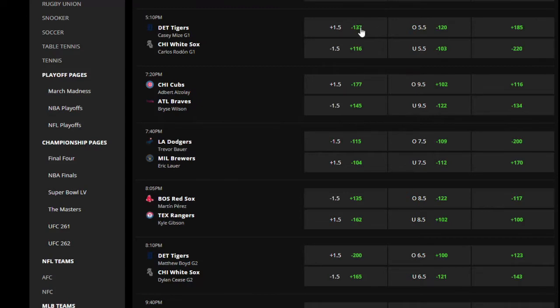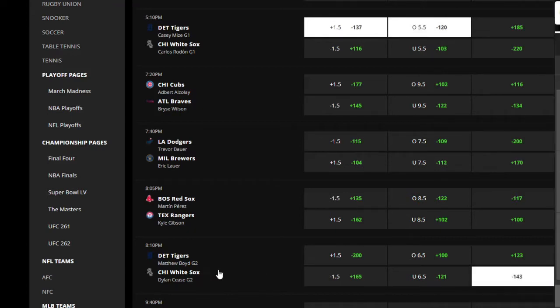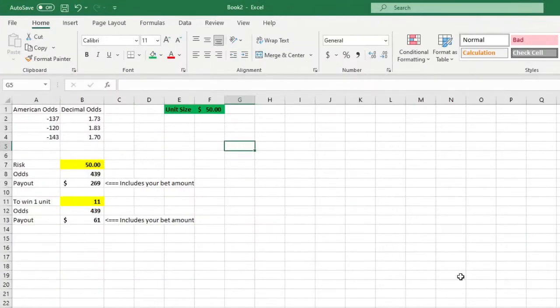Let's say you wanted to take the Tigers getting a run and a half, minus 137. You liked over 5.5 runs in that game, minus 120. And then you wanted to take, let's say, the Chicago White Sox at minus 143 in a 3-team parlay. So I like to break this down in Excel. It's always easier to see that way. And certainly for you guys to understand it a little bit better, we can show this in a spreadsheet form.